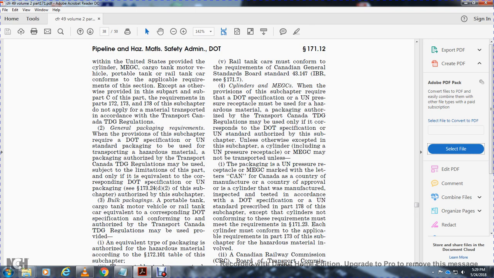Rail tank cars must conform with the requirements of the Canadian General Standards Board, standard 43.147, the IBR is 171.7. The cylinders and MEGC with the refrigerant: the subchapter will cover the DOT specification and UN pressure receptacle. The hazardous material packaging must be authorized, and the Transportation Coordinator's TDG regulations must correspond with the DOT specification or the UN standard authorized in the subchapter, unless otherwise specified.